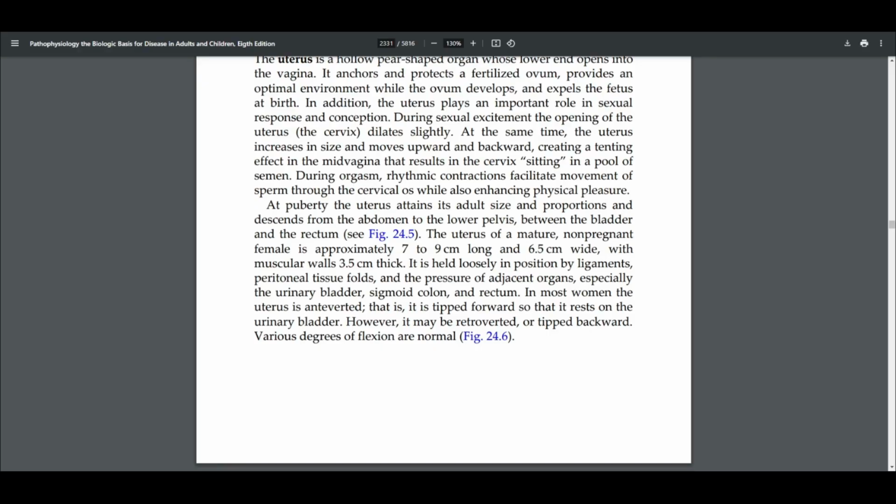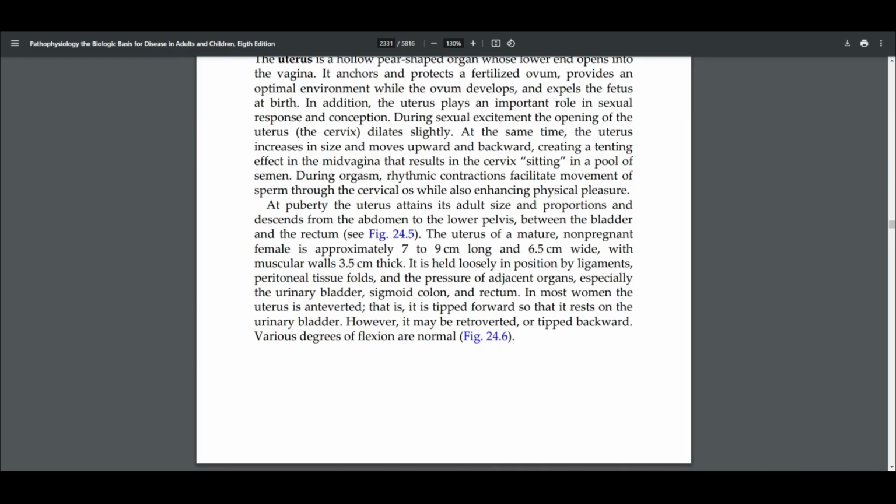At puberty, the uterus attains its adult size and proportions and descends from the abdomen to the lower pelvis, between the bladder and the rectum. The uterus of a mature, non-pregnant female is approximately 7 to 9 centimeters long and 6.5 centimeters wide, with muscular walls 3.5 centimeters thick. It is held loosely in position by ligaments, peritoneal tissue folds, and the pressure of adjacent organs, especially the urinary bladder, sigmoid colon, and rectum.